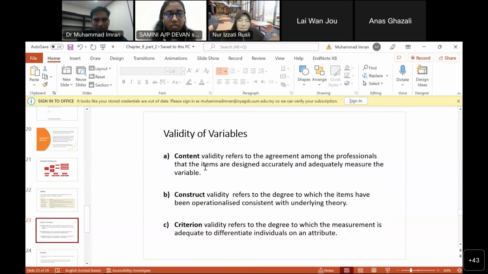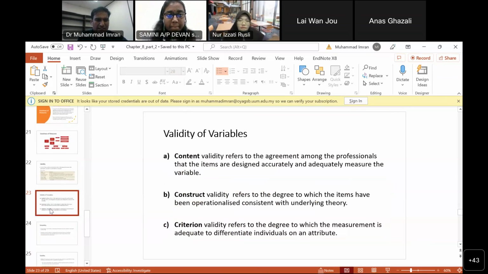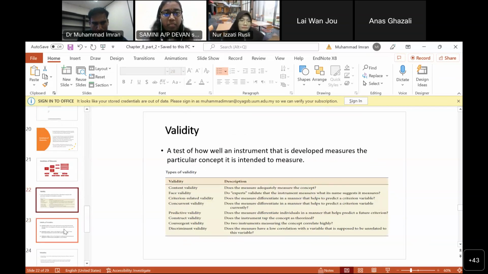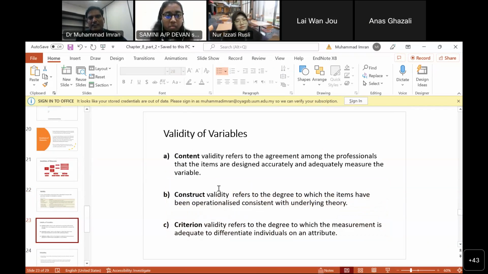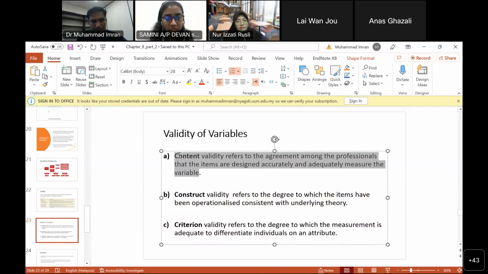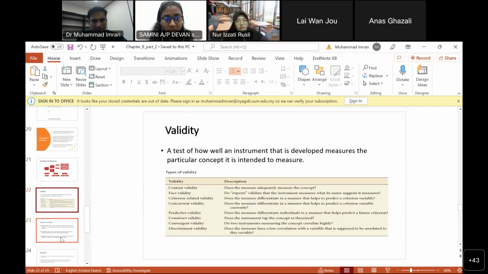Okay, validity of variables. Here you can see content, construct, and criterion, 3 types they divided, and further divided into these types. Let's discuss this one first. Content validity refers to agreement among professionals that items are designed to accurately and adequately measure the variable. Content validity, already discussed.